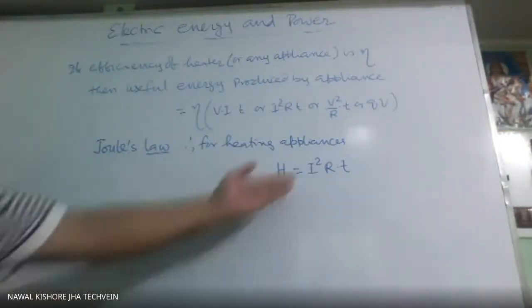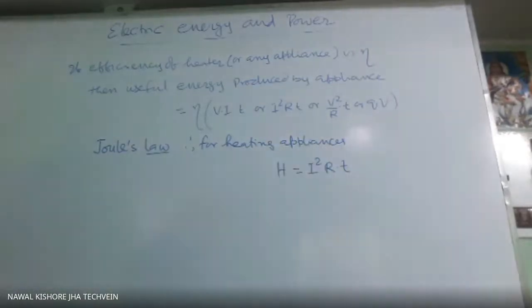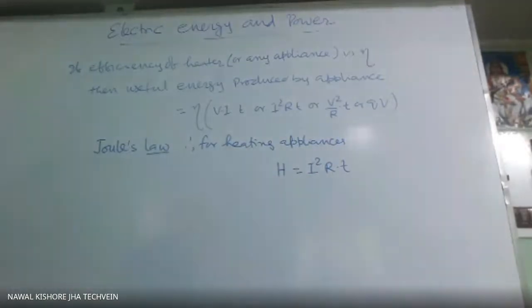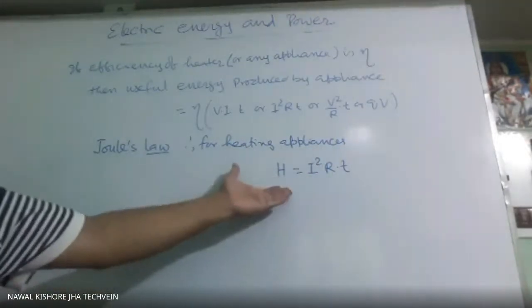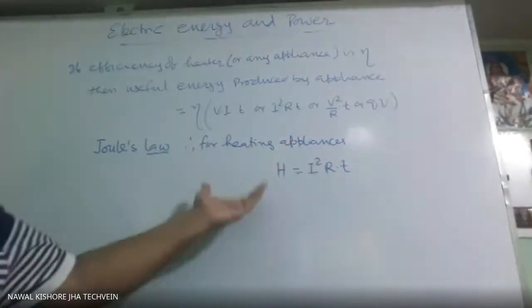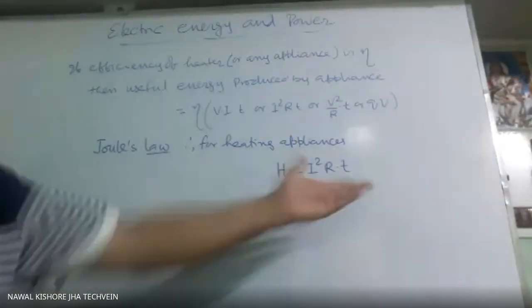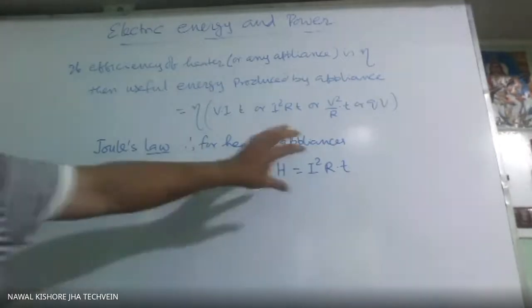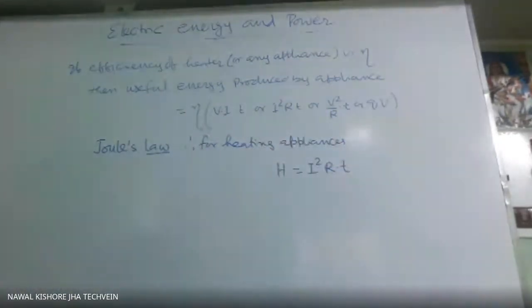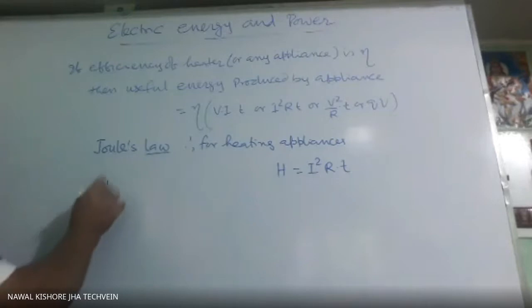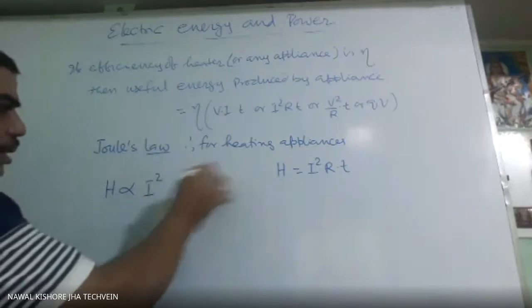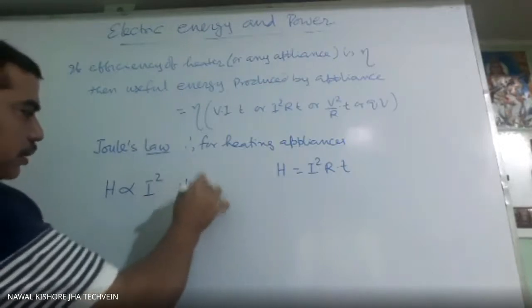According to efficiency, whatever percentage will be there, this is directly proportional to I square. If you change I, naturally heat produced will be more. If you change resistance, more heat will be produced. If you increase the time, then also heat produced will be more. So basically, based on this formula only, Joule gave three laws. This H is directly proportional to I square, provided R and T are constant.